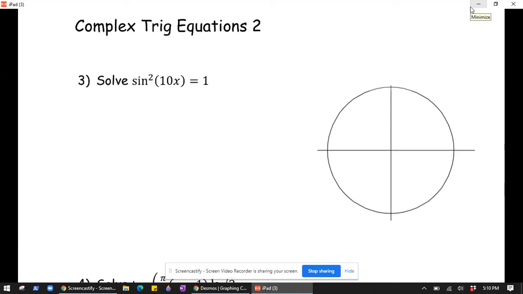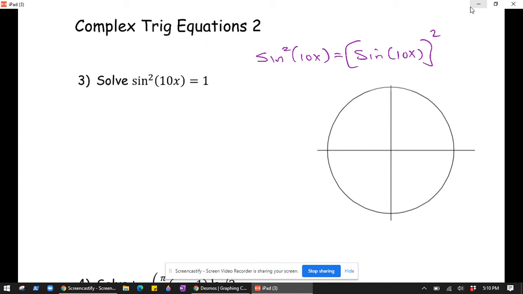All right, in this video, we're going to continue our look at a little more complicated trig equations. So here we have sine squared of 10x. Just as a reminder, notationally, sine squared of 10x means the same thing as sine of 10x, squared. To limit the writing of all the parentheses, the convention is to put the 2 by the sine there. So let's solve this equation.